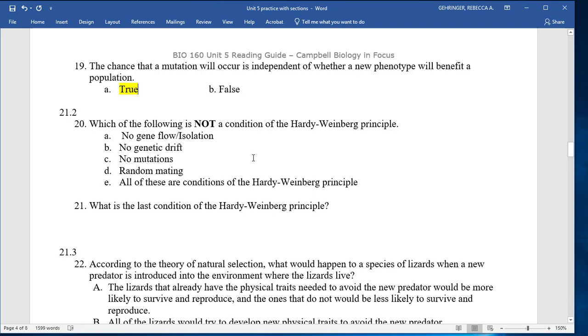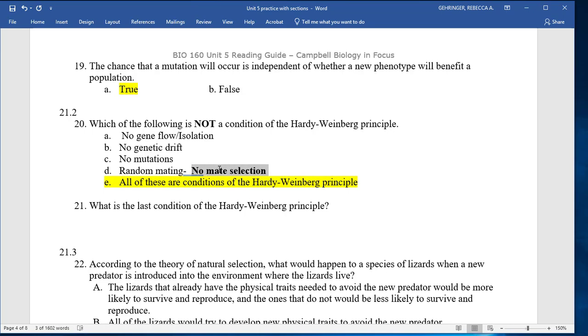20, which of the following is not a condition of the Hardy-Weinberg principle? So we have no gene flow or isolation, no genetic drift, no mutations, random matings, or all of those are conditions of Hardy-Weinberg principle. Actually, that's kind of a mean question. All of them are conditions of the Hardy-Weinberg principle. I really like putting it like no, no, no. So what's another way we could say random mating if we put a no in front of it? Random mating is the same as no mate selection. We see that?